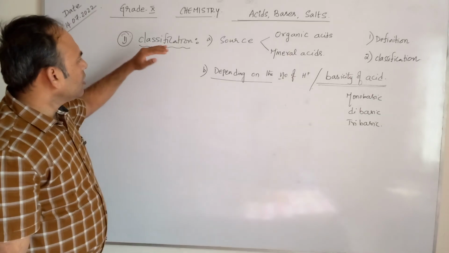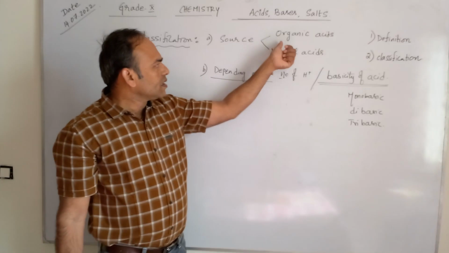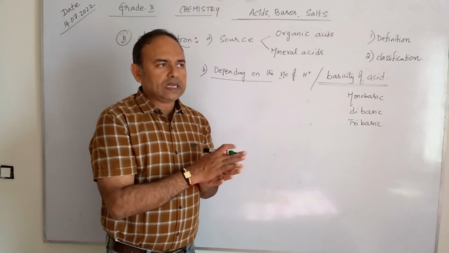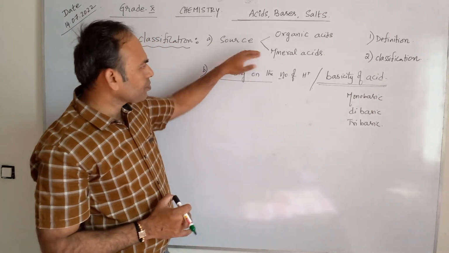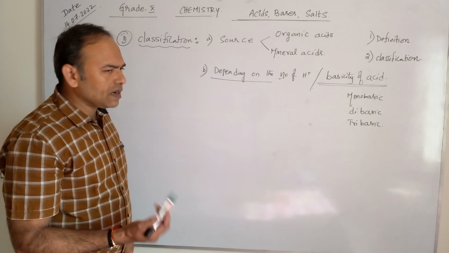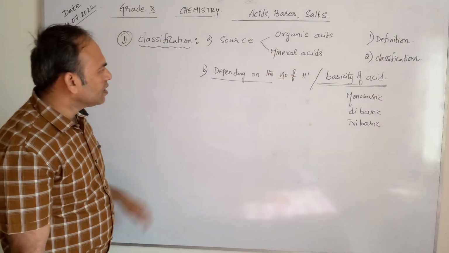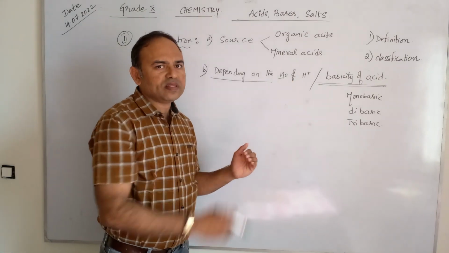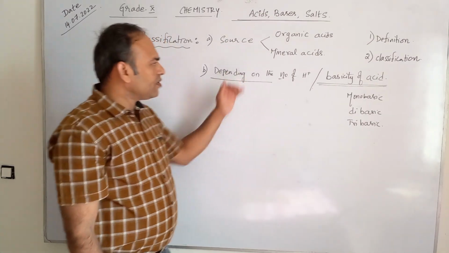So very simple. If you are taking the classification of acids first, based on the source, we can classify them as organic acids which are synthesized like in the humans, HCl, or in plants, etc. Mineral acids you can get it from the minerals, or you can prepare them in the lab. We will see with the examples. Next one is basicity. Depending upon the H plus ions which are reacting with the OH minus, or basicity, we classify them like this. So one by one we will see that.